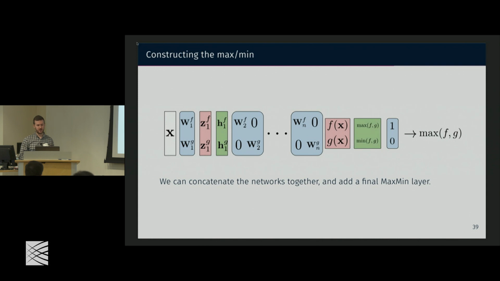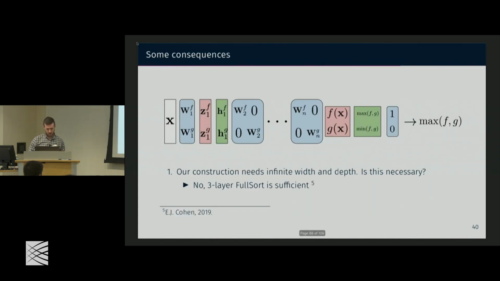OK, but this gets onto the question that was asked just a moment ago, which is that our construction here needs infinite width and depth. So every time I want to compute the max now of H with some other network, I have to stack things up, adding width, and I have to add an extra maximum activation on the end, adding depth. It turns out this isn't necessary.